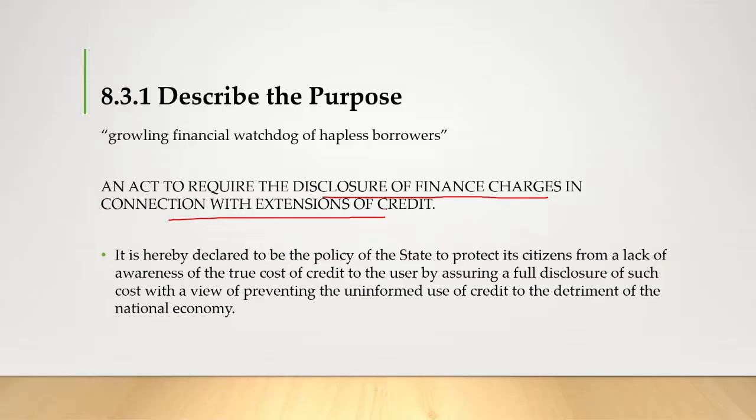It is hereby declared to be the policy of the state to protect its citizens from a lack of awareness of the true cost of credit to the user by assuring a full disclosure of such cost, with the view of preventing the uninformed use of credit to the detriment of the national economy. The rationale of this provision is to protect users of credit from a lack of awareness of the true cost thereof, proceeding from the experience that banks are able to conceal such true costs by hidden charges, uncertainty of interest rates, deduction of interest from the loaned amount, and the like. The law thereby seeks to protect debtors by permitting them to fully appreciate the true cost of their loan and to enable them to give full consent to the contract, and finally to properly evaluate their options in arriving at business decisions.